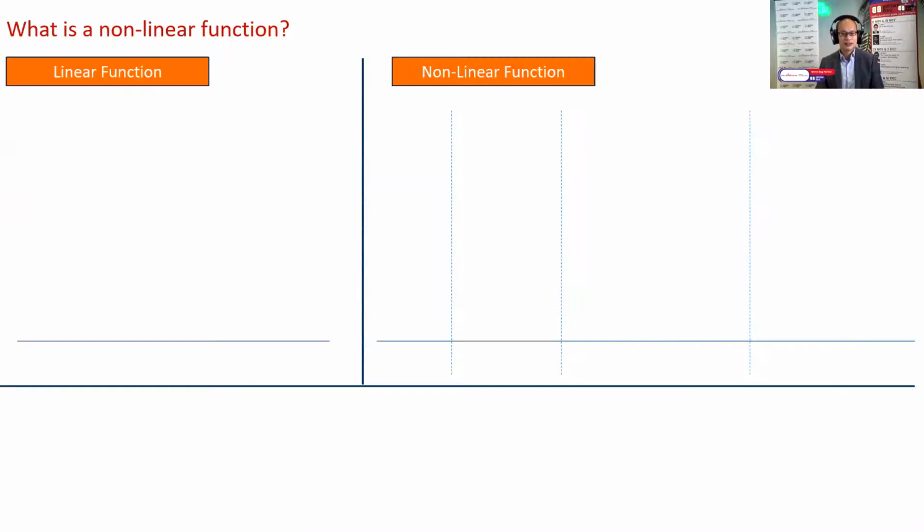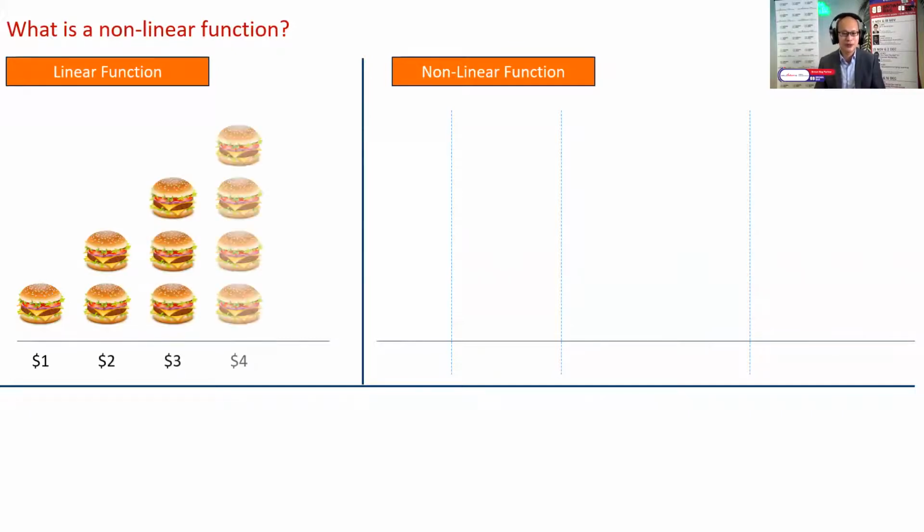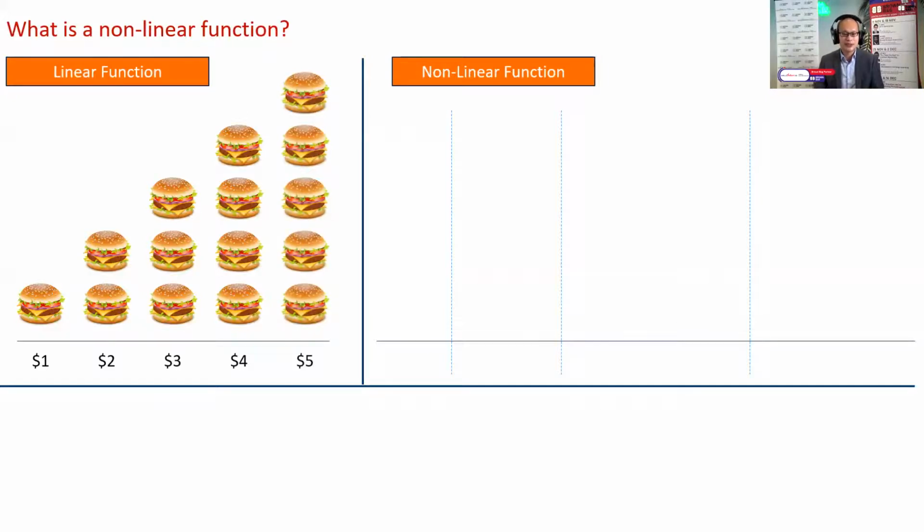Okay, let's suppose we are ordering food from a so-called fast food restaurant. If I have $1, I'm able to buy one burger. For $2, I'm able to buy two burgers and so on and so forth. So every time the amount of money I'm spending increases, the amount of burgers I'm getting is linearly dependent on the amount of money that I'm spending. So I have $5, I can buy 5 burgers. $3, I can buy 3 burgers. What does a non-linear function mean?